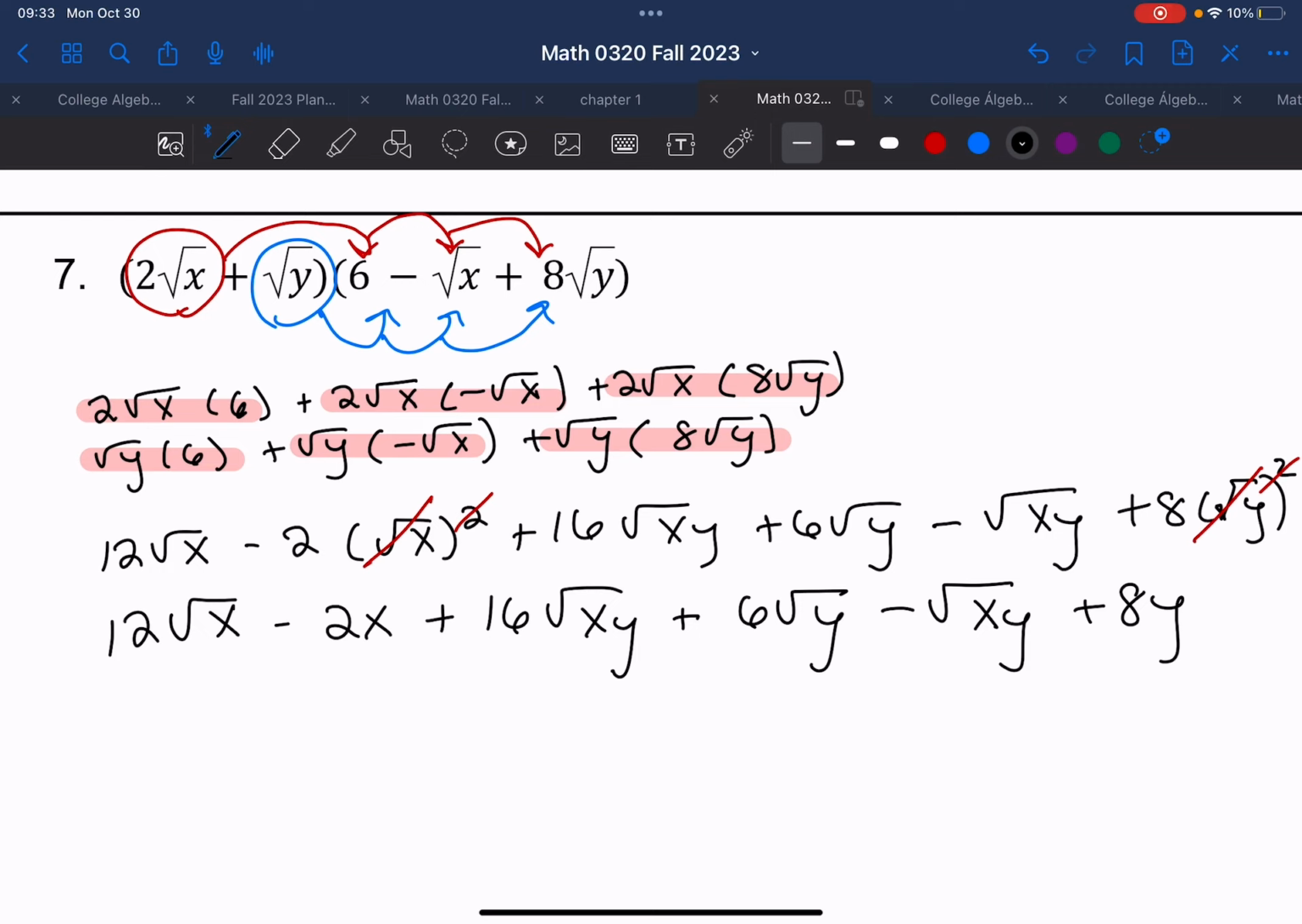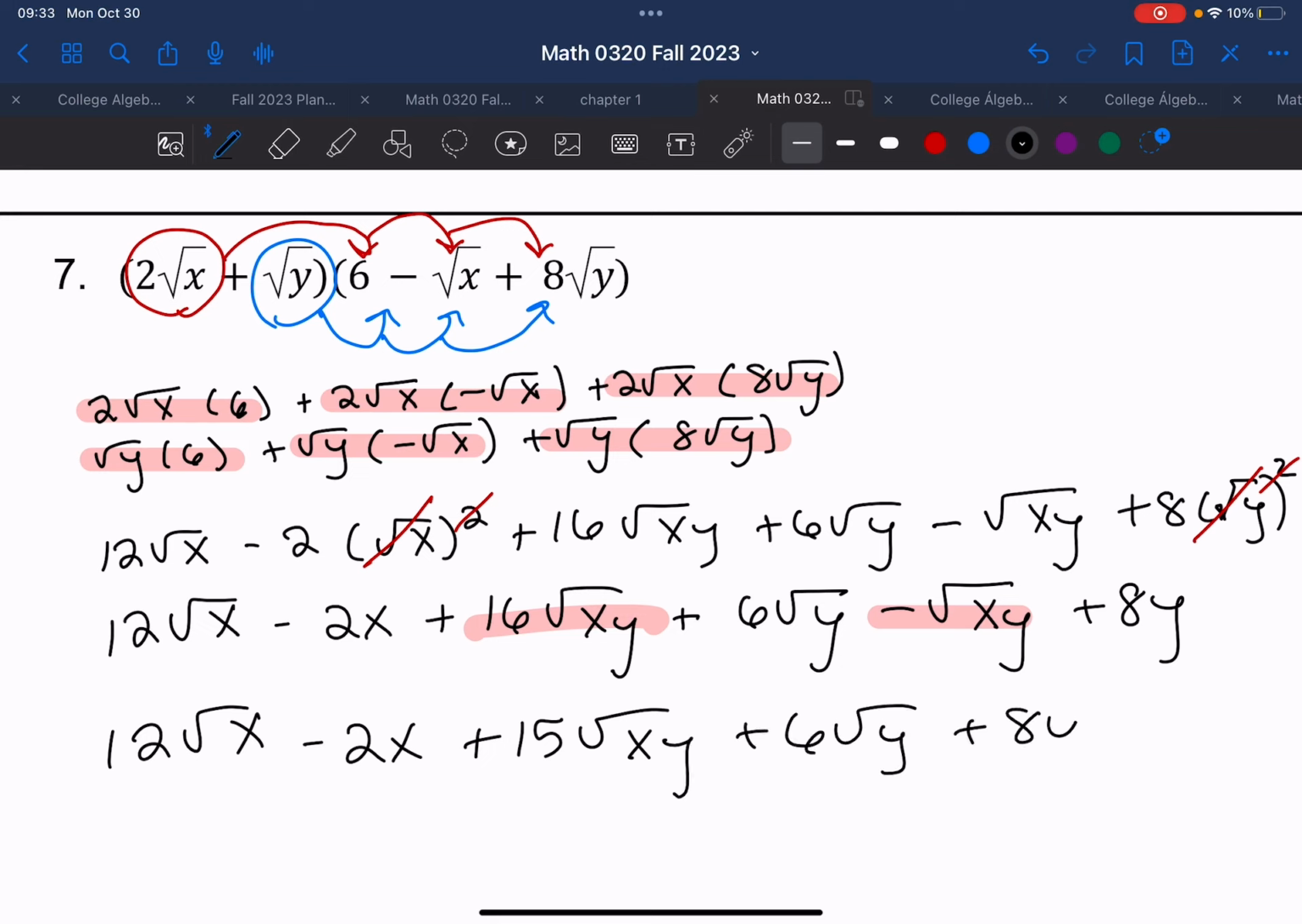Looking at all these, which are the only terms that can combine? Only like terms. 16xy and negative xy. Good. This 16xy and this negative xy, which is going to combine to what? 15xy. Good. So I have 12 square roots of x minus 2x plus 15 square roots of xy plus 6 square roots of y plus 8y. Looking at each of these terms, nothing else has anything in common. So this entire thing is our answer.